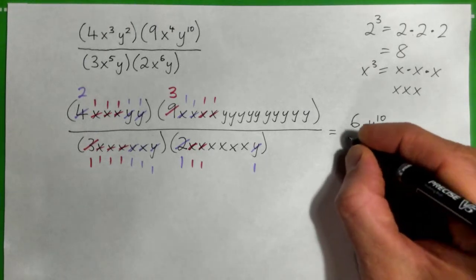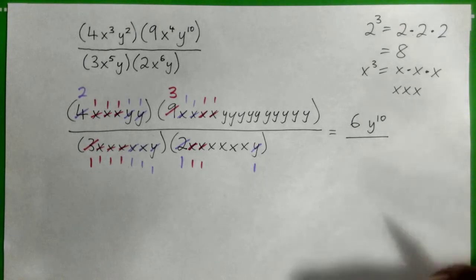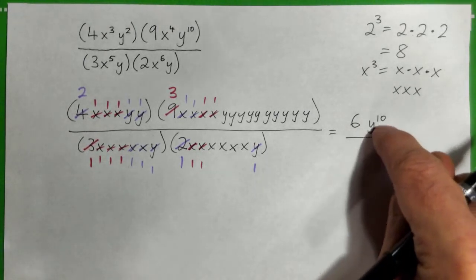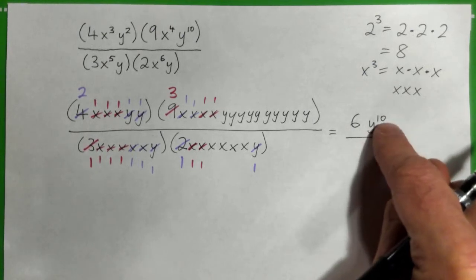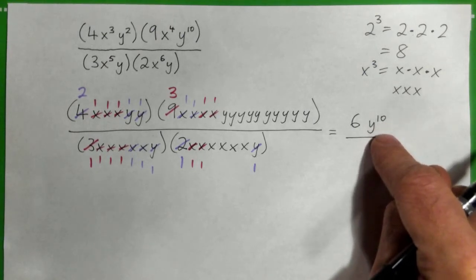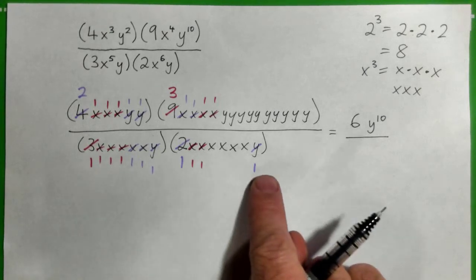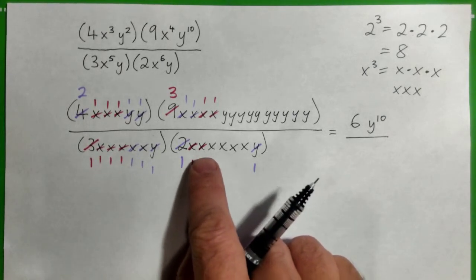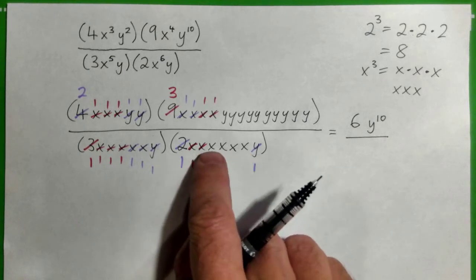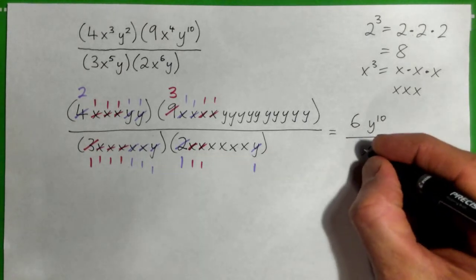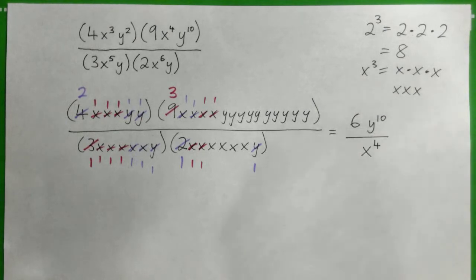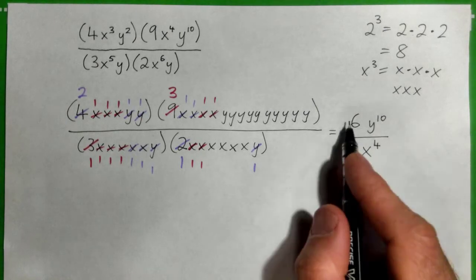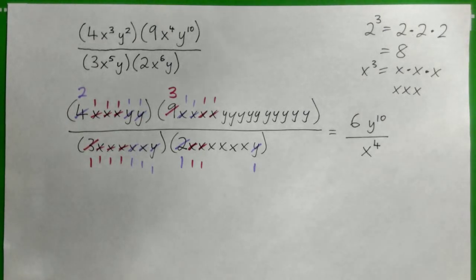So as we give the answer, we're putting it back into the form where you put the exponent on the letter, on the variable, right? On the bottom, what do you have? Whole bunch of 1's. And then you've got 1, 2, 3, 4 x's. X to the power of 4. Okay? So it's 6 times y to the power of 10 all over x to the power of 4.